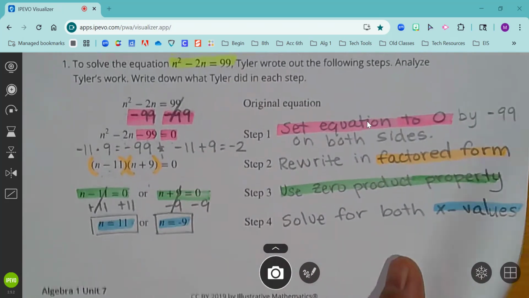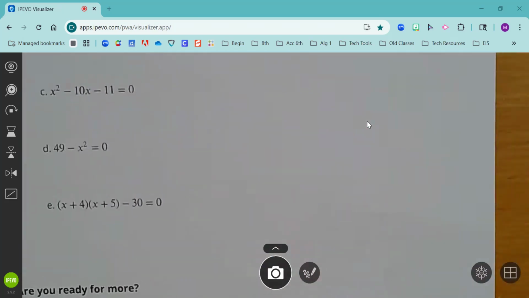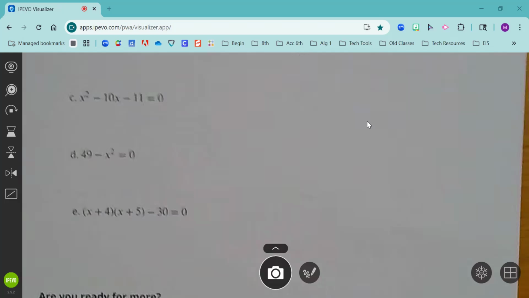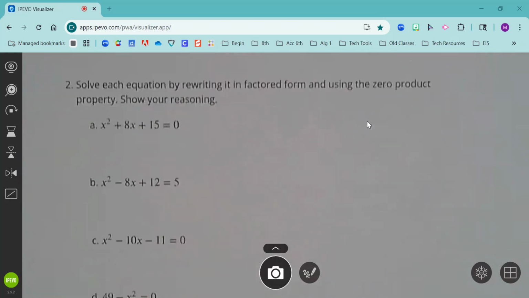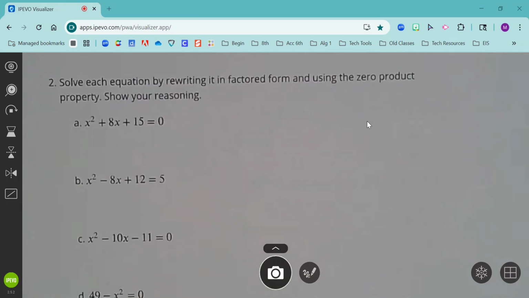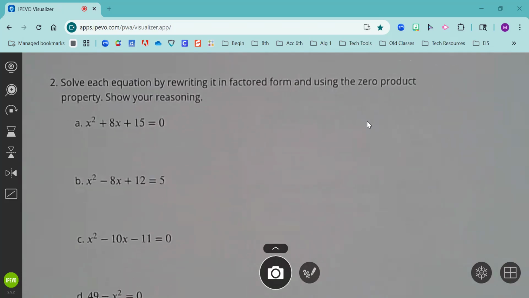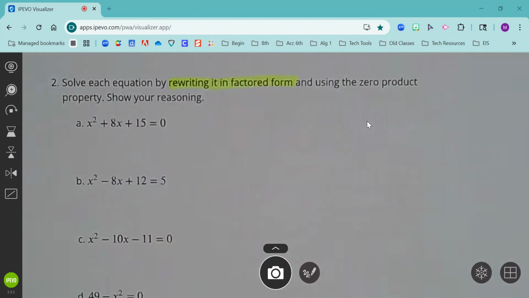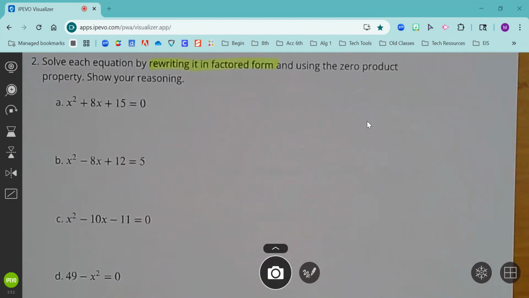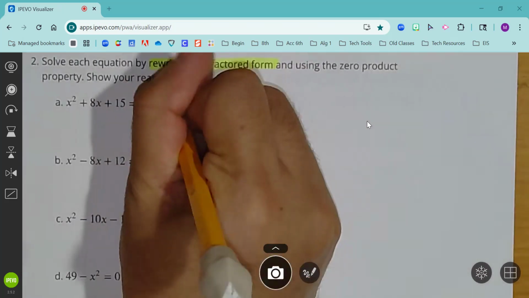All right, let's flip. We're going to do some more. So let's practice some more solving quadratic equations with factored form. So solve each equation by rewriting in factored form. So that's the main goal, is to rewrite it in factored form. Okay. And using the zero product property. Show your reasoning.